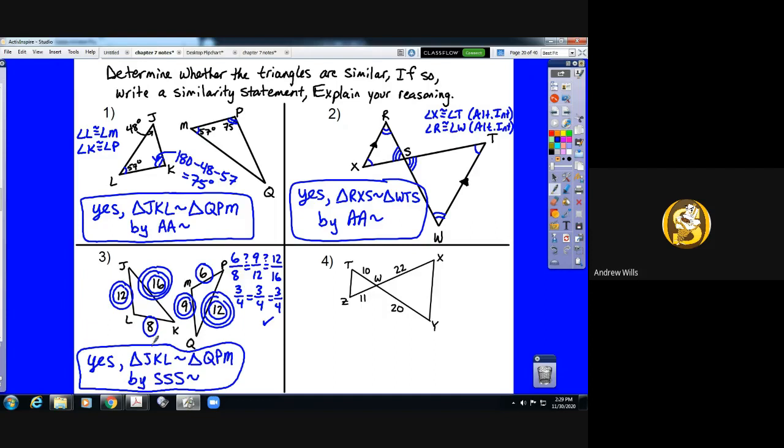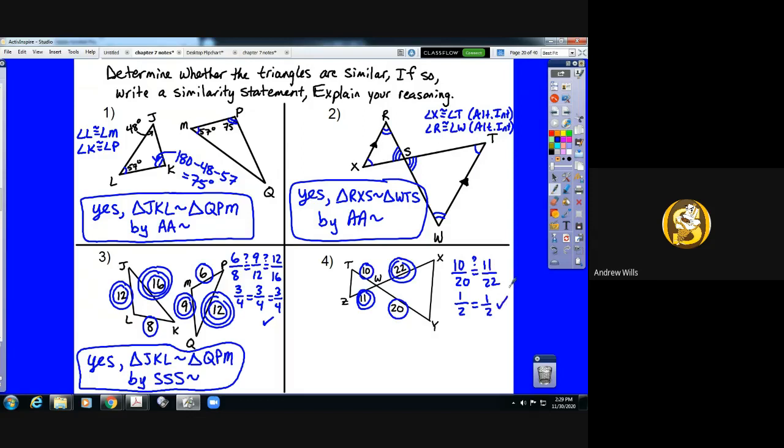Okay? Which brings us to the last example. Notice in the last example, we do not know all 3 sides. We only know 2 of them. So that means we're going to be using side angle side, because we know 2 sets of sides, not 3. So we're going to set up that same sort of proportion. We're going to check to see if 10 over 20, those are the smaller of the 2 sides, is equal to 11 over 22. So we check that proportion. That proportion is true. Both of those fractions are equal to 1/2.